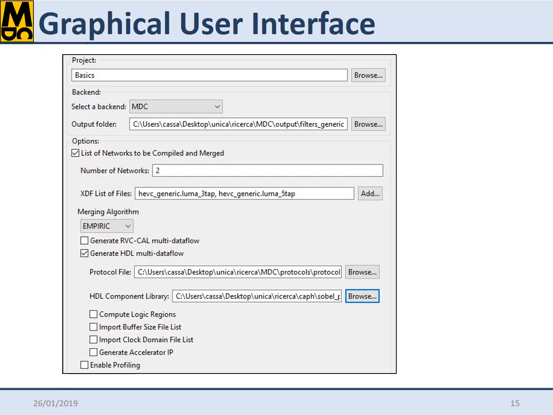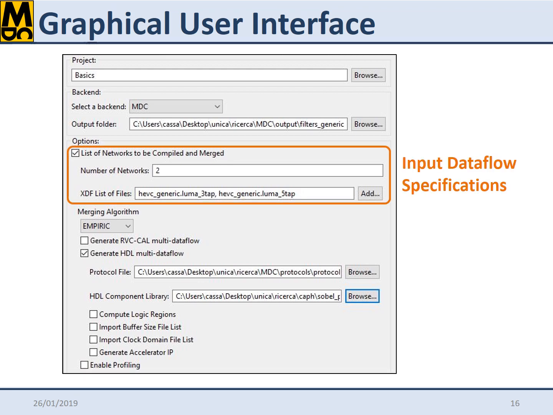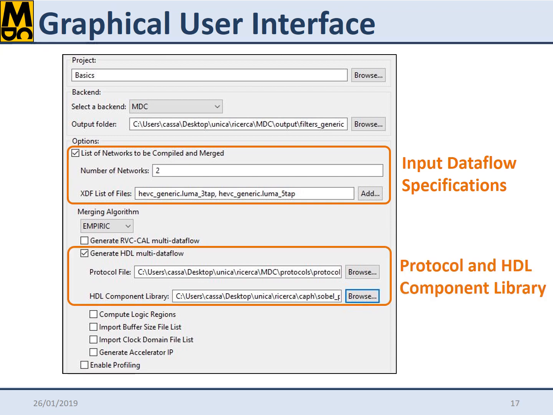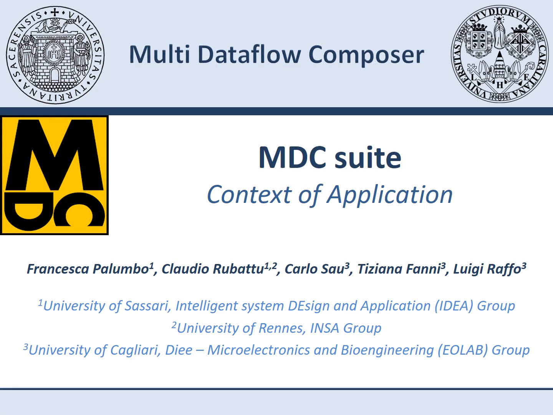From the user point of view, the adoption of the MDC tool is made simple by the usage of a graphical user interface. He or she only needs to specify the input dataflow specifications to be combined, the communication protocol and the HDL component library to be adopted. Then, he or she can optionally request the execution of one of the MDC additional features, for which different tabs are provided. Now let's see where you could decide to use MDC.